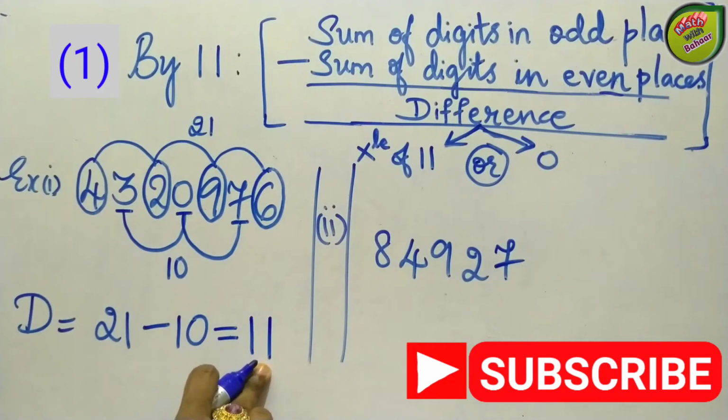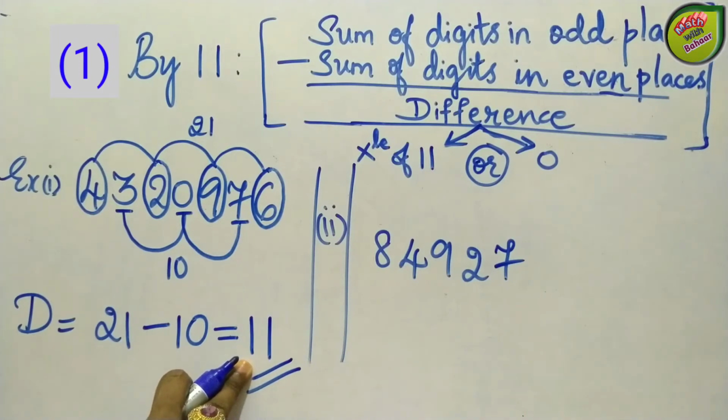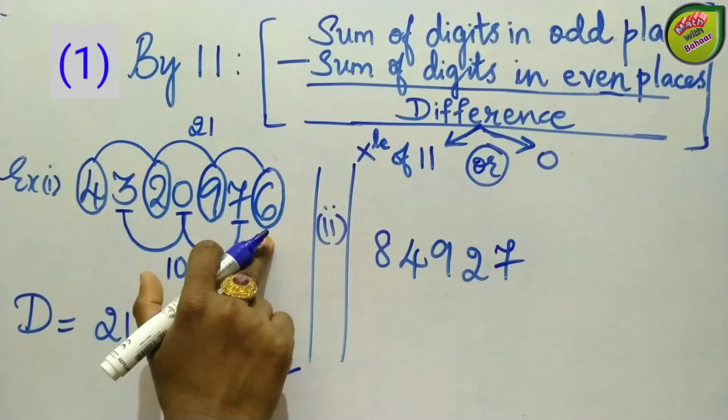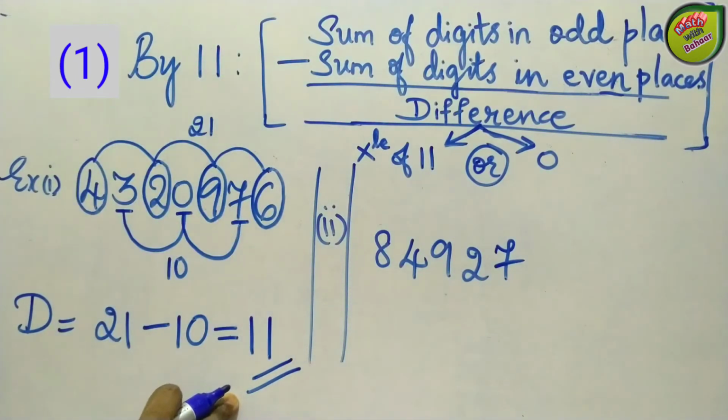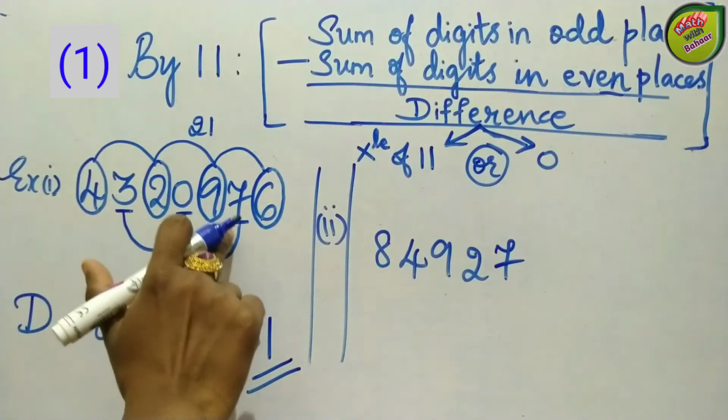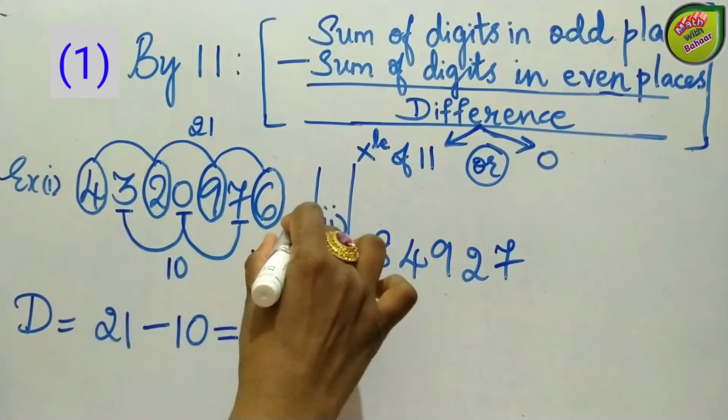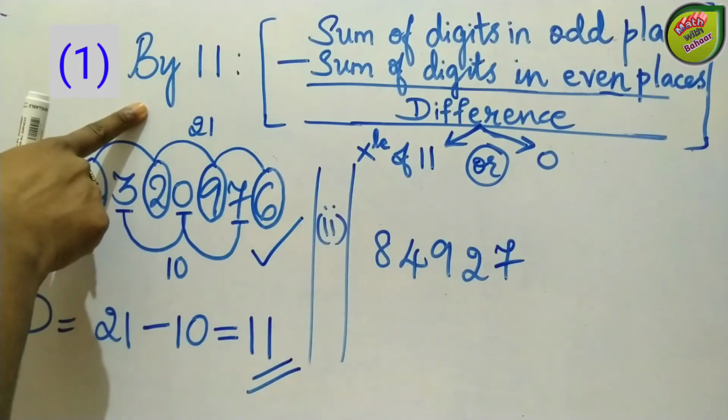So this difference should be a multiple of 11 or it should be 0. That means you need to get 11, 22, 33, 44 and so on. So this should be a multiple of 11, or if you get 0 also, then we can say that the given number is divisible by 11. So what answer have we got here? It's a multiple of 11 because 11 ones is 11. Therefore, 43,20,976 is divisible by 11.